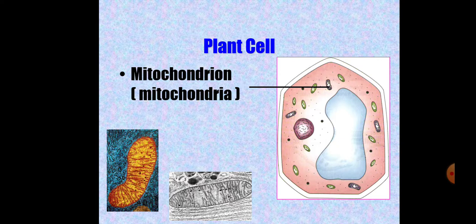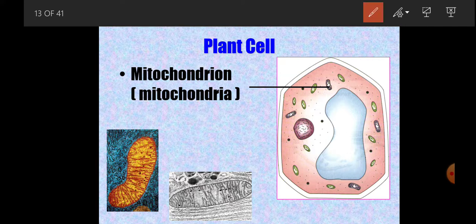There is also the mitochondria. We have mitochondria, as you can see here. A single one is called a mitochondrion, but in plural it's called mitochondria. This is the site for energy synthesis. The energy in all cells comes from this particular organelle called mitochondria.